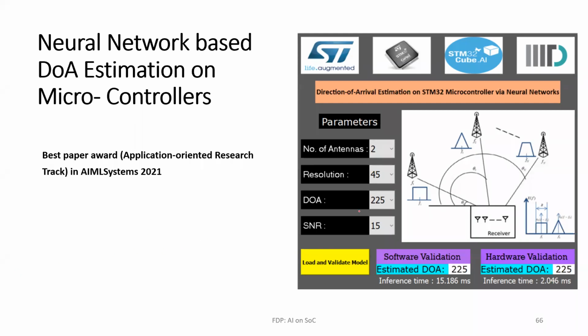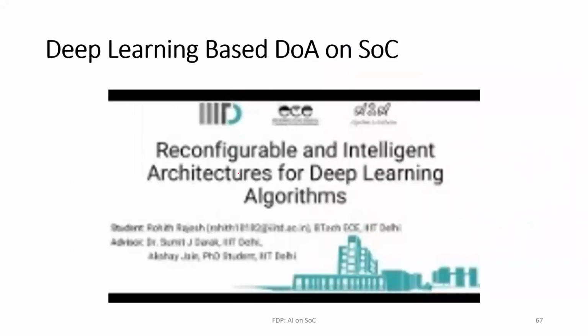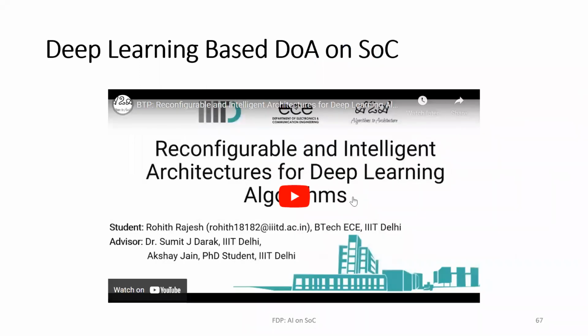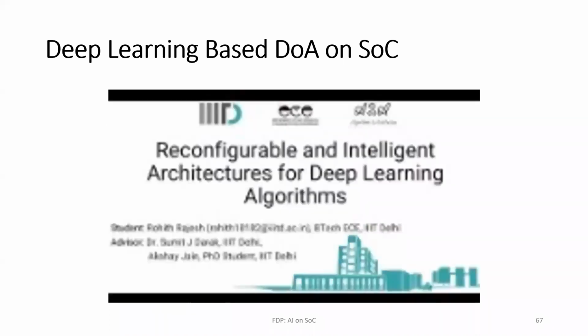We have worked with Danilo and others, and we have implemented direction of arrival estimation on a microcontroller via a neural network. This demo is available online, and there is a 1 hour tutorial available. It recently got the best paper award. One of my students will be taking the session on the reconfigurable and intelligent architecture for deep learning. If you want to learn more, the video tutorial is available online, but that tutorial session should be self-sufficient to understand this.